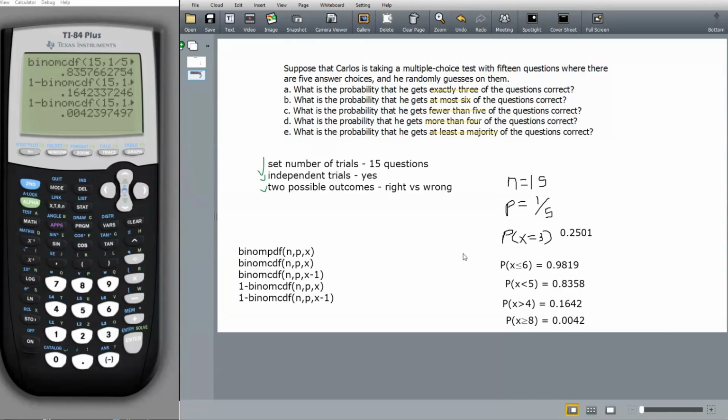And that's how you calculate a binomial probability using a TI-84.